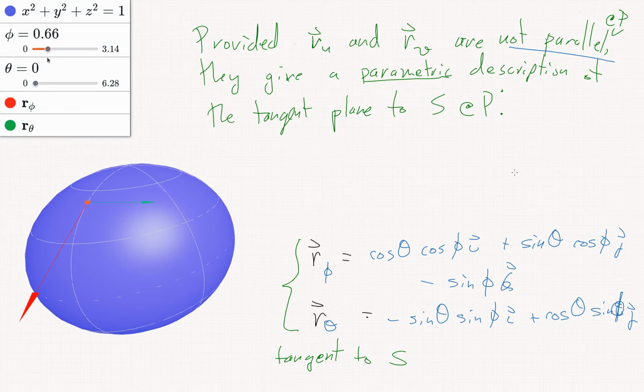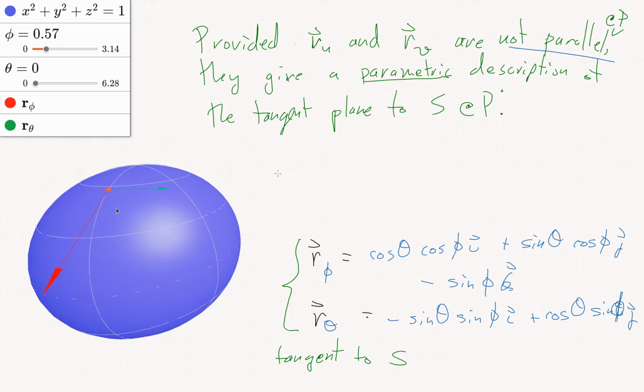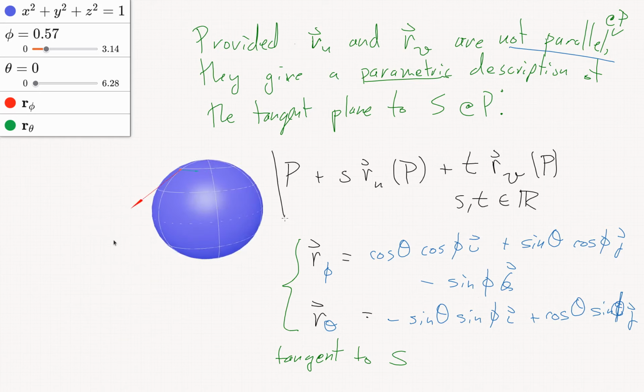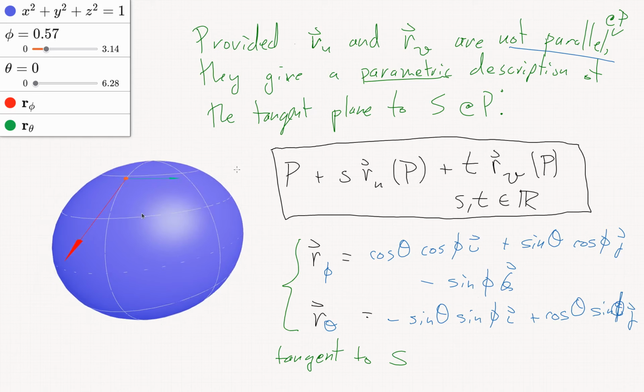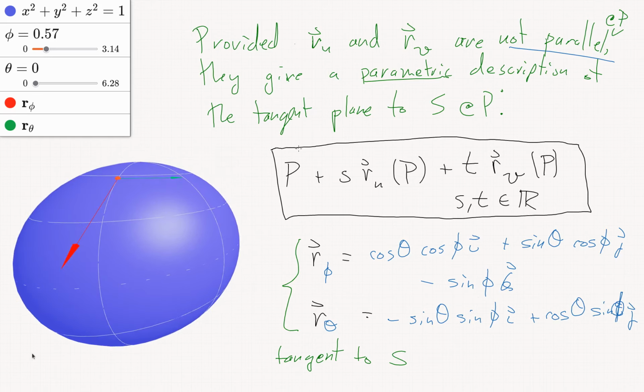Okay, but as long as that doesn't happen, a parametric description of the tangent plane at P will be given by the point P. So we move there, then we translate in either of these two tangent directions. R sub v and R sub u at P give the two directions we can move, and then we just move as far as we want in those directions. So previously we gave implicit equations for tangent planes, and this is a parametric description.